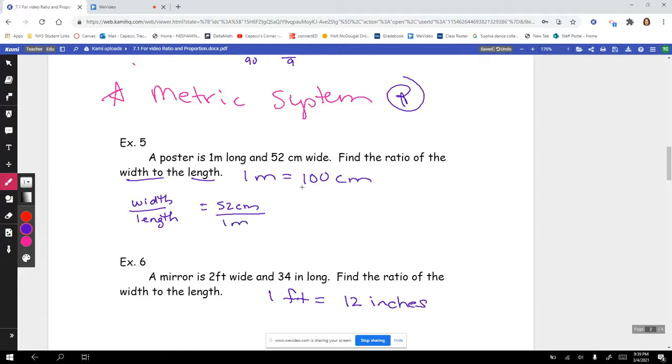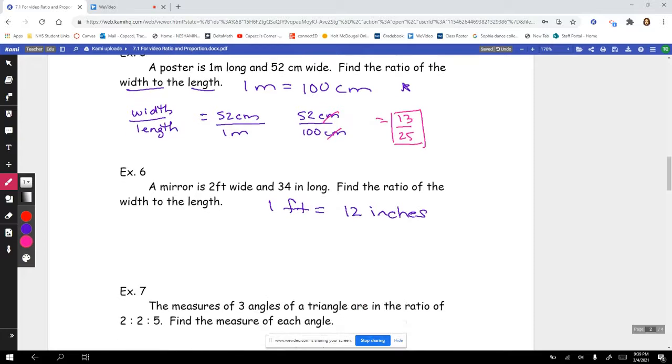is 1 meter. Now, like again, we discussed 1 meter is the same as 100 centimeters. So this is going to be 52 centimeters over 100 centimeters. Now, what happens is once the units are the same, this gets canceled. It simplifies out, and I'm left with 13 over 25. That's the ratio. I don't need a unit to that. It's just the ratio.